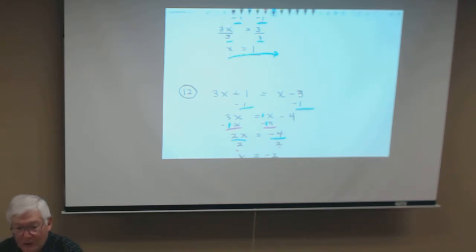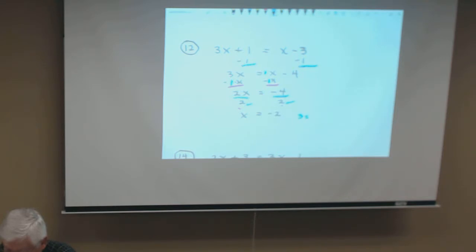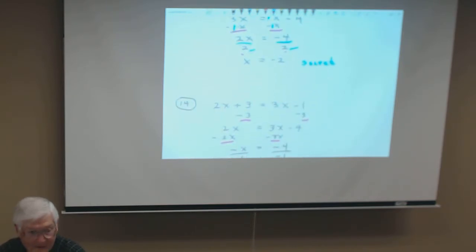So how do I undo 2 times? Divide by 2. Divide by 2. And I get x equals negative 2. And that's the solution. I just solved it. Negative 2 is the only replacement for x that makes a true statement. Are we having fun yet?